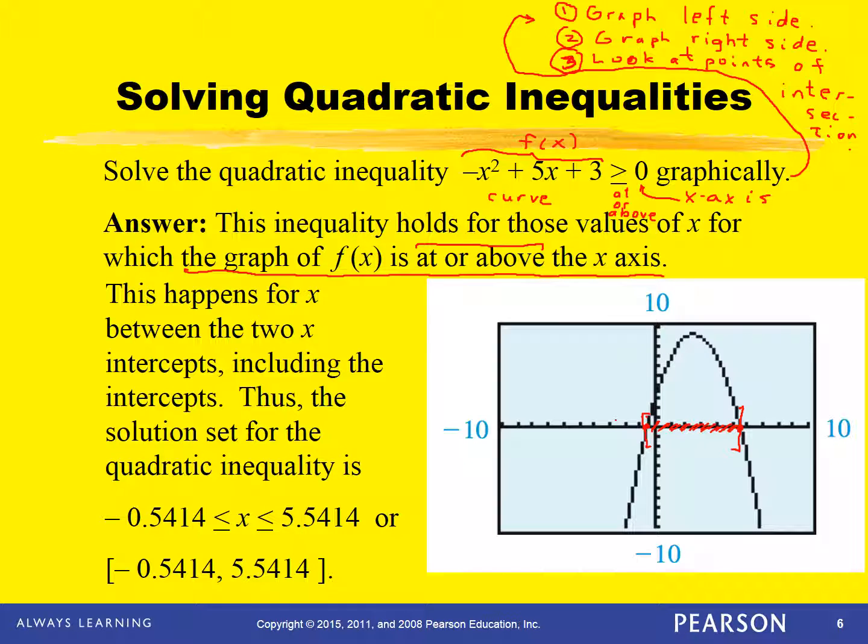So the solution set for the quadratic inequality, approximated by doing it graphically, so you're allowed to approximate, is this compound inequality, negative 0.5414 less than or equal to x less than or equal to 5.5414. And in interval notation, we can put the whole thing in brackets separated by a comma.